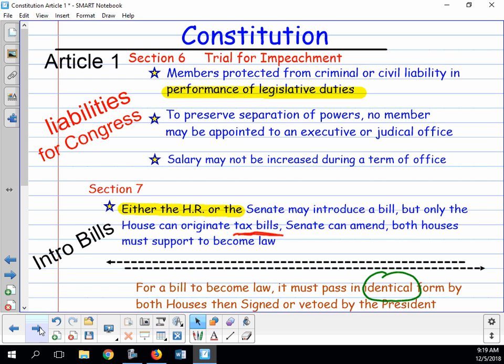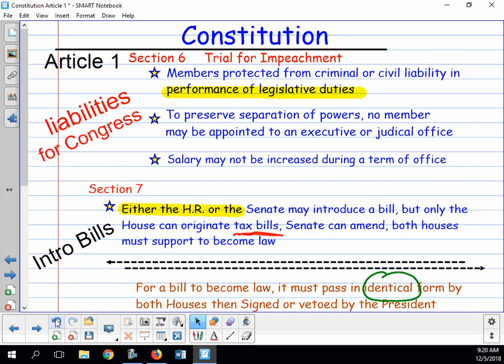Now let's move on to Article 1, Section 6. Now we're back into the correct order for moving through the Constitution. So we're going to begin with Section 6. This still relates to impeachment. And it talks about the liabilities of Congress, meaning there are certain things they can be liable for, and then there's things that they may not be liable for, meaning that if they do this, they are not guilty of a crime.